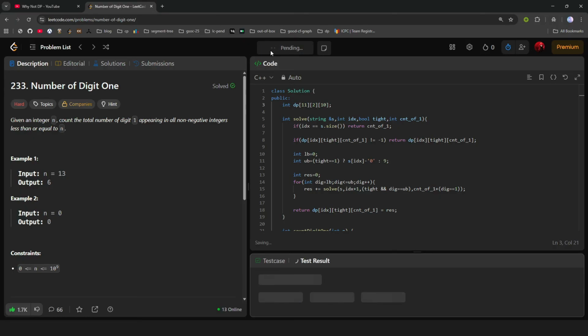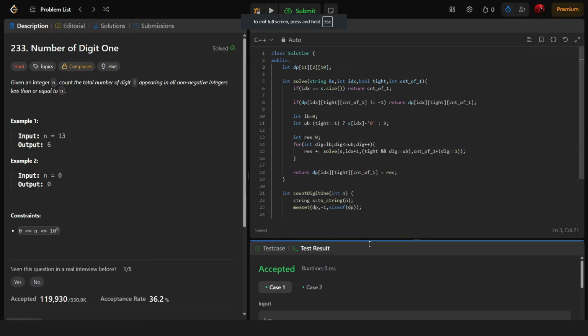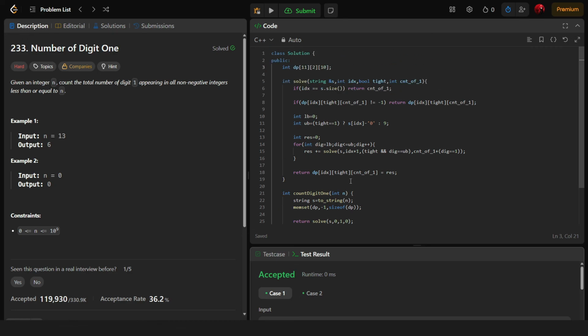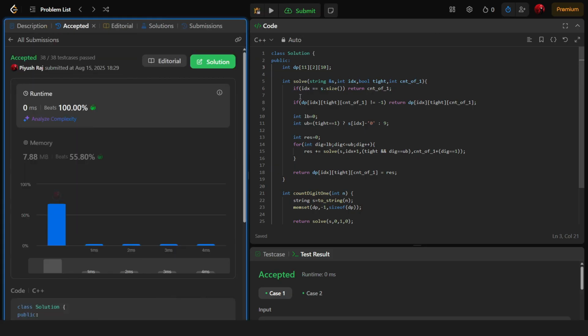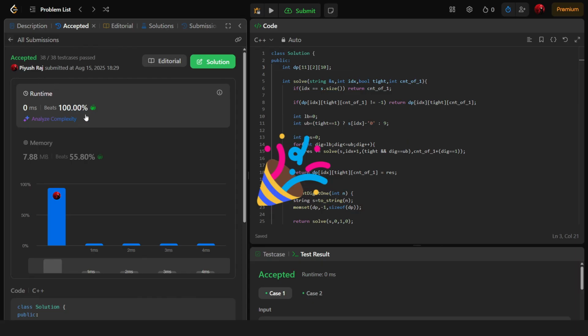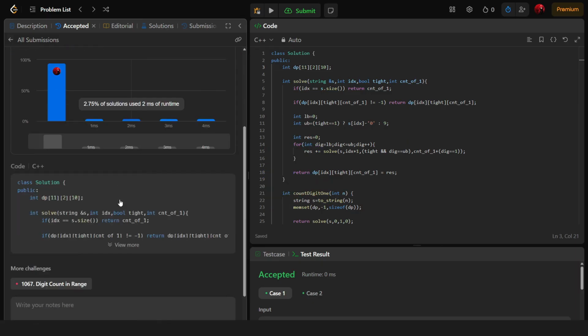And now if I try to run it, let's see if this solution is correct or not. As you can see, both the test cases are getting passed for the solution that I just wrote. And now if I try to submit it, let's see. As you can see, our solution is 100% correct and has been submitted successfully.